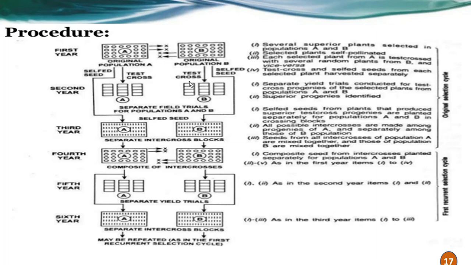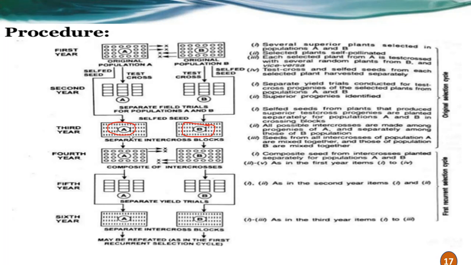Separate yield trials are conducted, the test cross progenies of the selected plants from populations A and B are maintained, and superior plants are identified. On that basis, the self seed from the plants that produce superior test cross progenies are planted separately for the population. So for population A, the self seeds having superior test cross progenies are planted here, and from B, the superior plants are planted here.